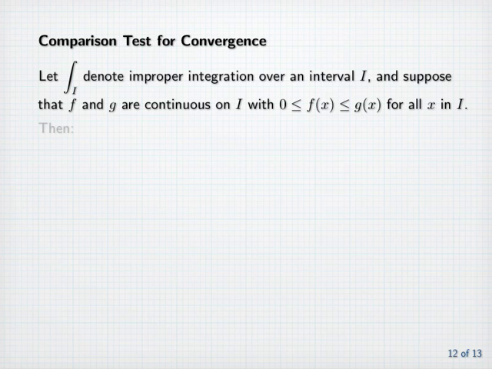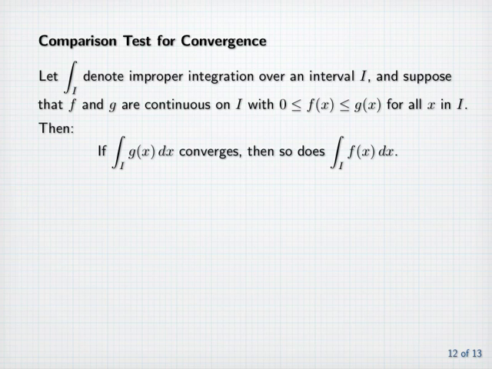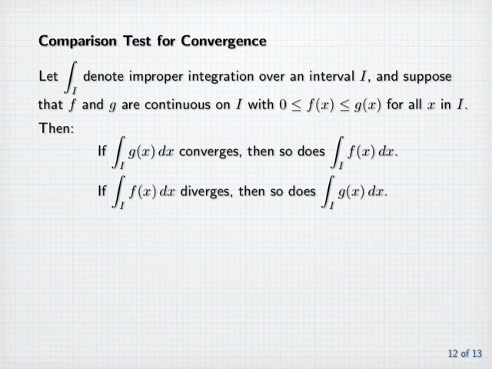Then, if the integral over I of g converges, then so does the integral over I of f. In fact, we can also say that the integral over I of f is less than or equal to the integral over I of g. And if the integral over I of f diverges, then so does the integral over I of g.